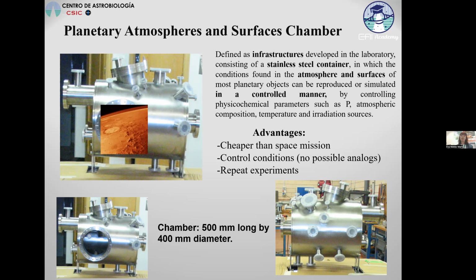Here at CAP, it has been designed, built, set up, and is fully operated. This is the main chamber. It is 500 millimeters long by 400 millimeters in diameter. This is the main body.